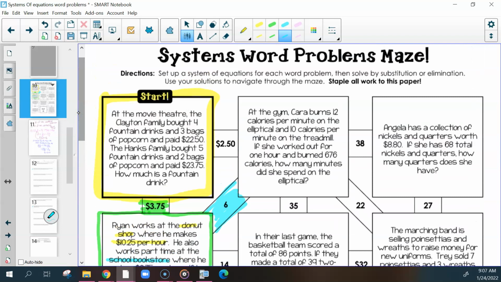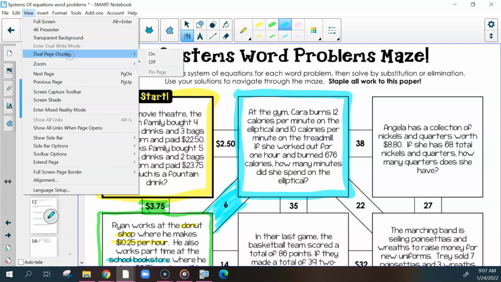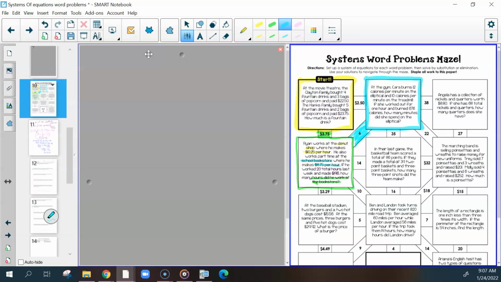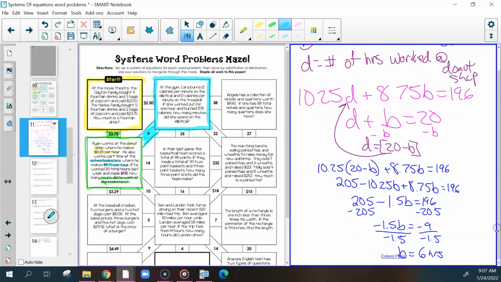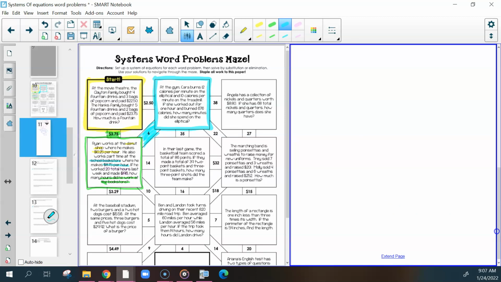That means we're going back to this one. And this one we're going to solve by graphing. Alright. If you haven't already, take a second, read this.